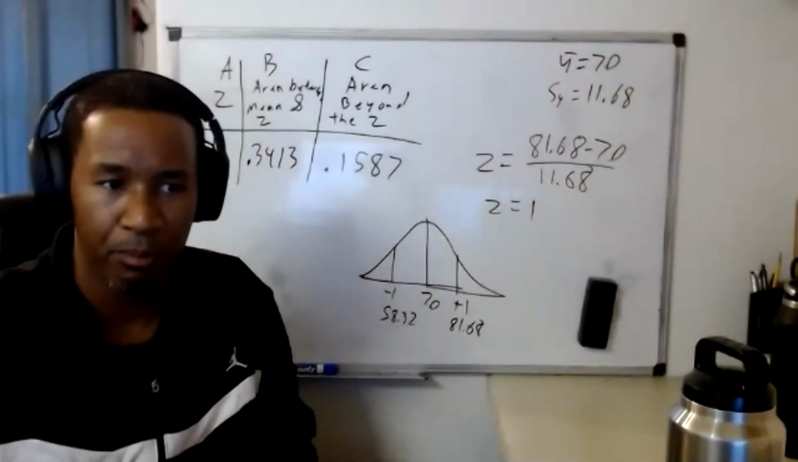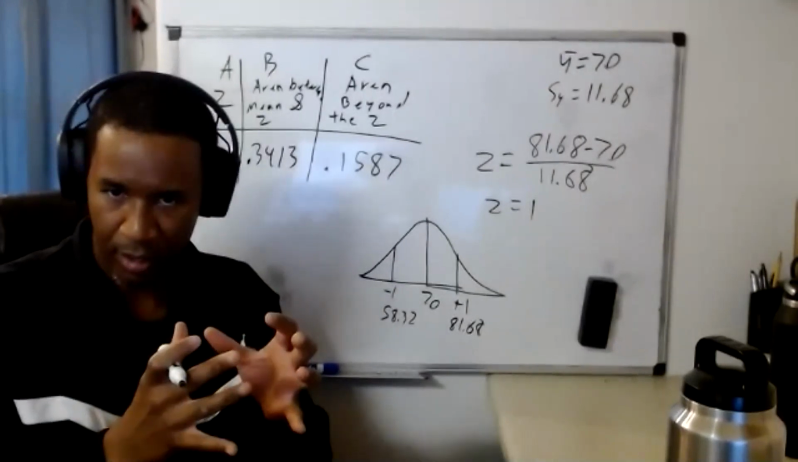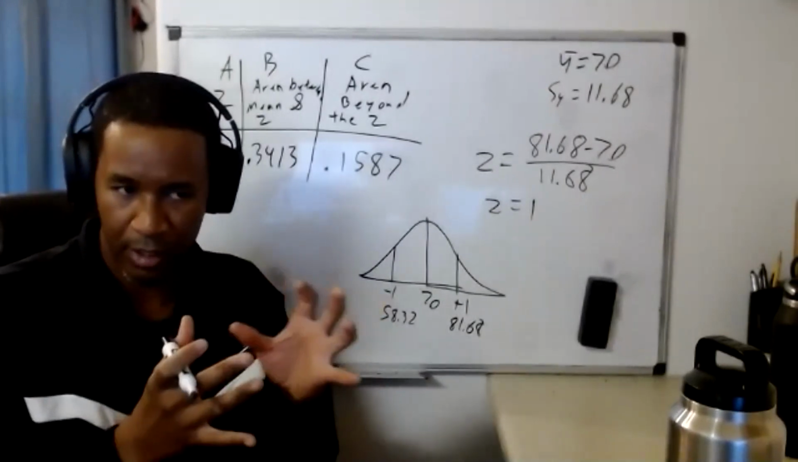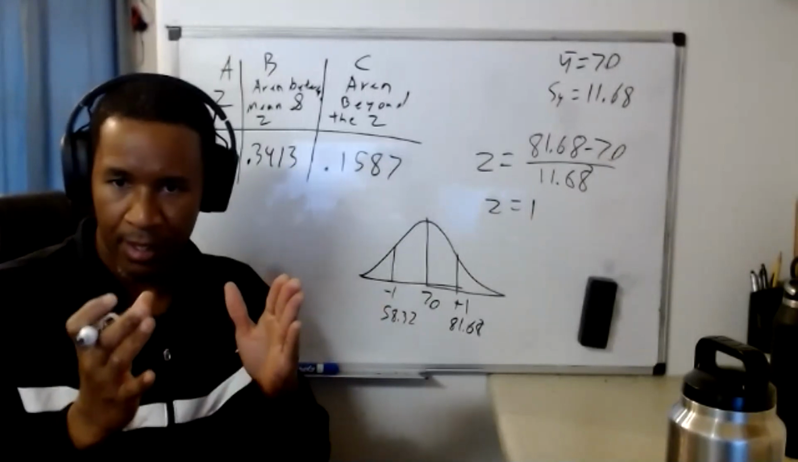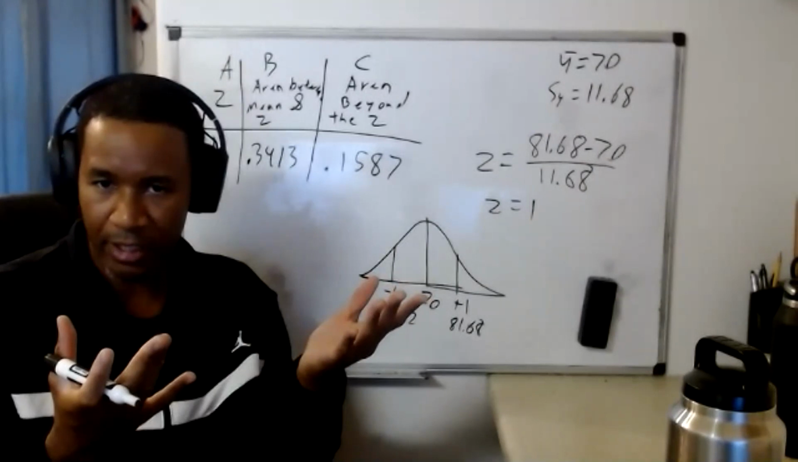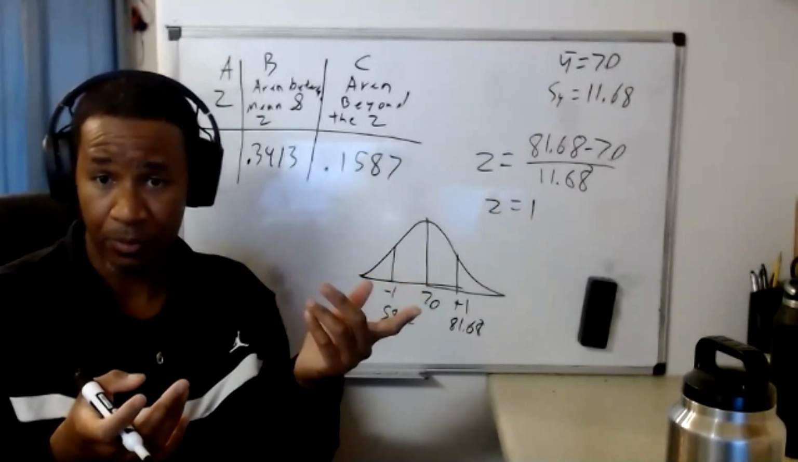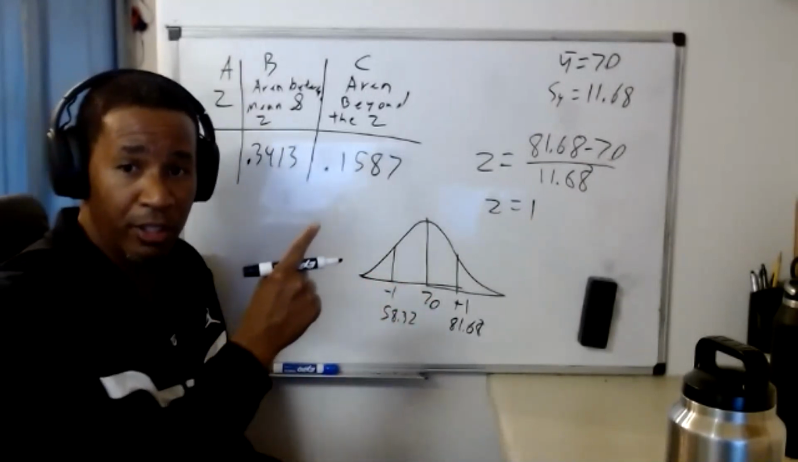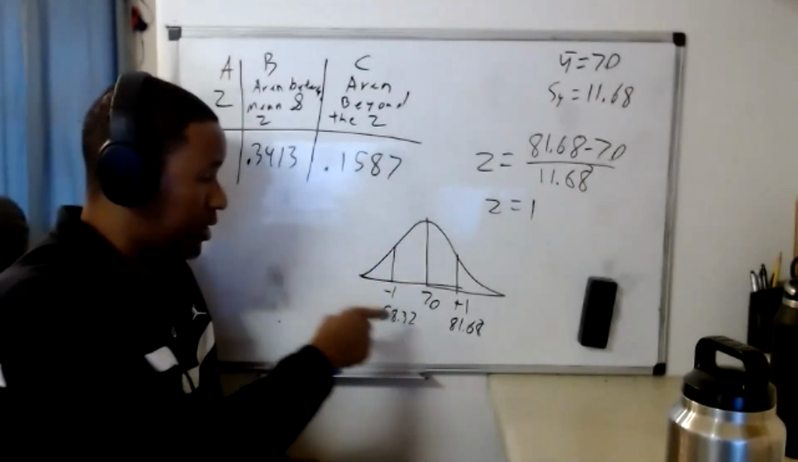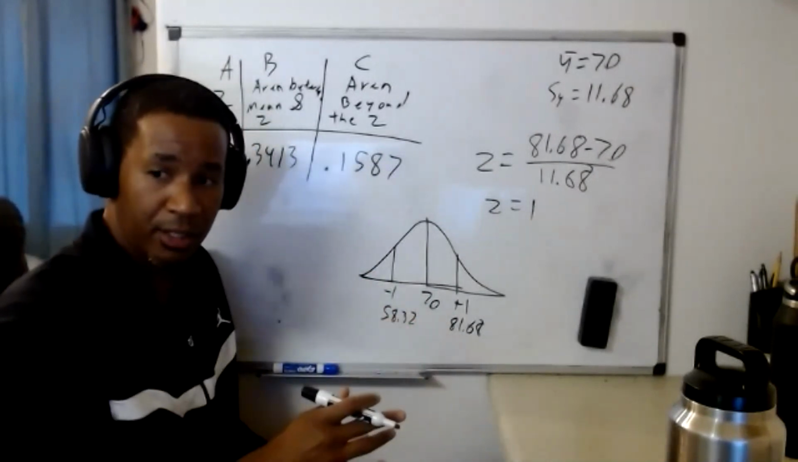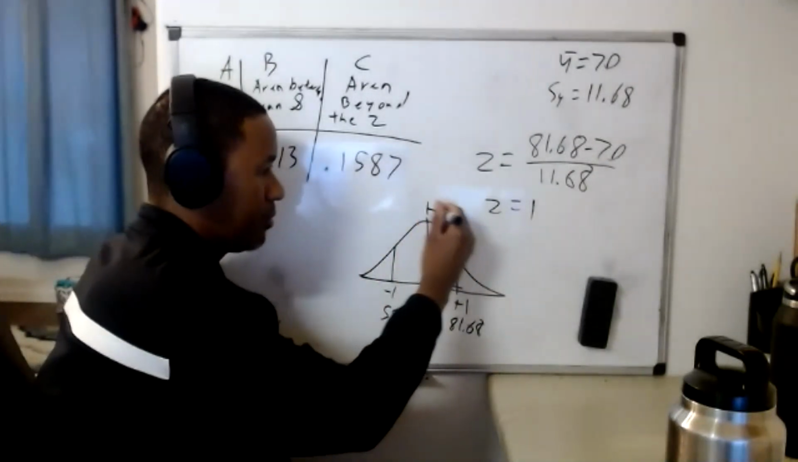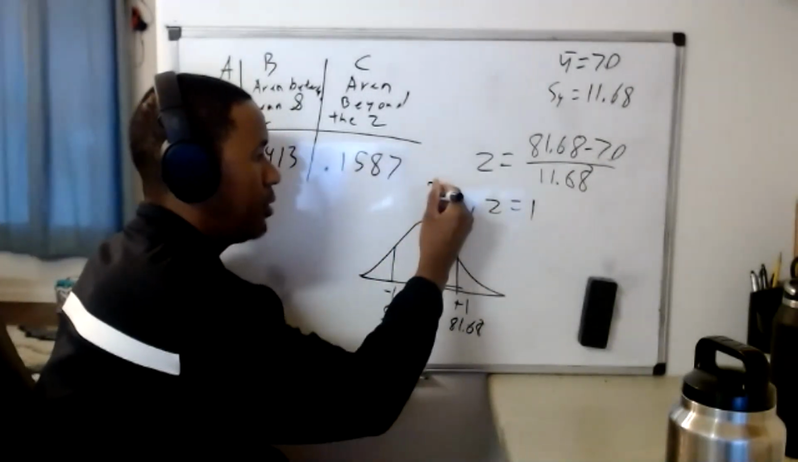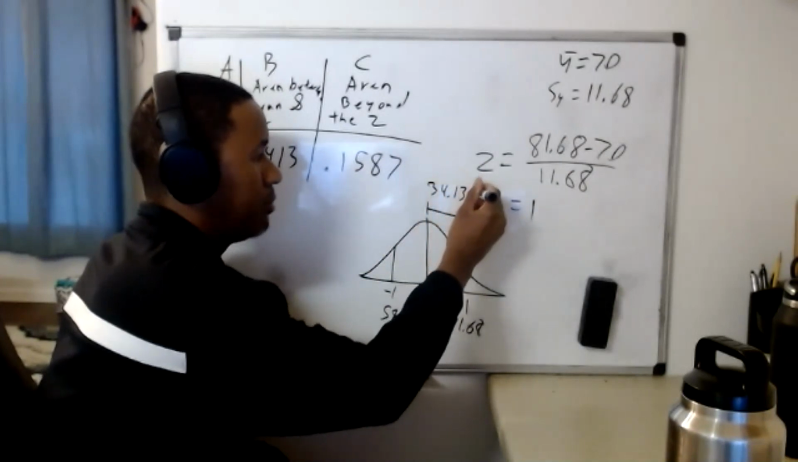So if I know that 0.3413 proportion of the distribution falls between the mean and one z value, I convert it to percentages, I know there's 34.13%, which means that 34.13% of the distribution scores between 70 and 81.68. So we have here 34.13%.